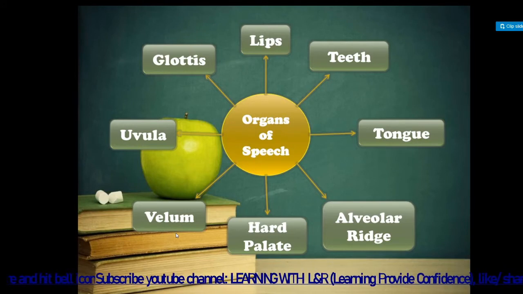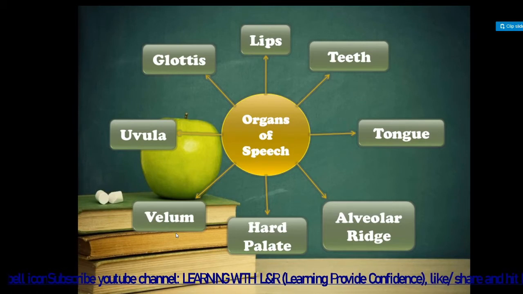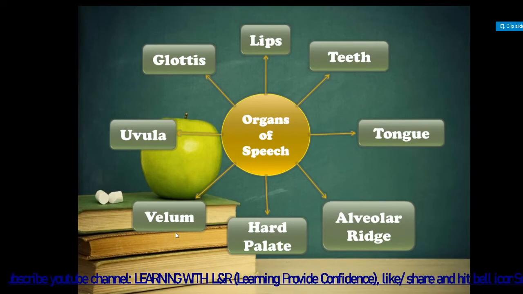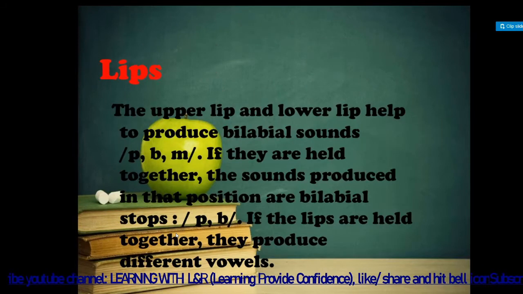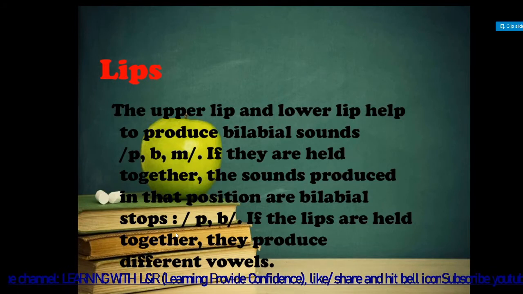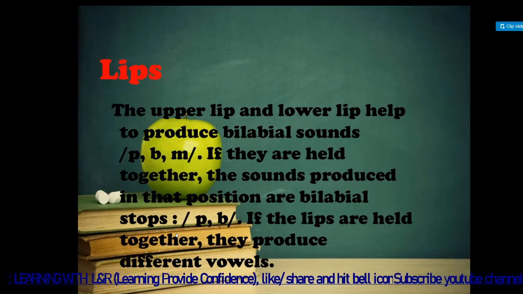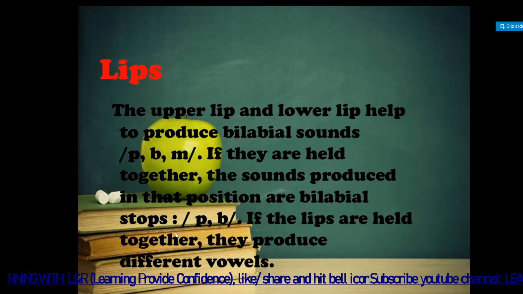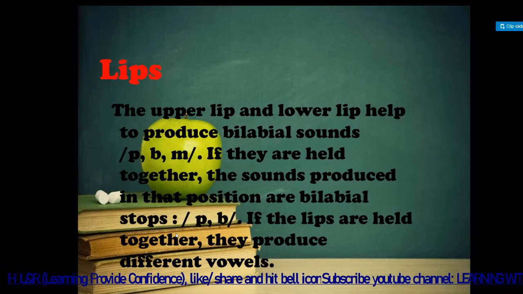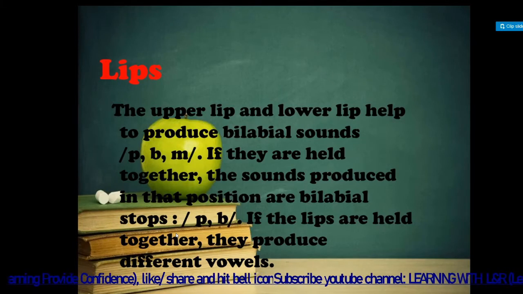You know, when we speak something, at that time our tongue sometimes moves forward, upward, downward, depending on which word we have to speak. Okay, then the first organ of speech is lips. The upper lip and lower lip help to produce bilabial sounds. For example, you have to try P, B, M. And these three sounds we have to speak with the help of lips.